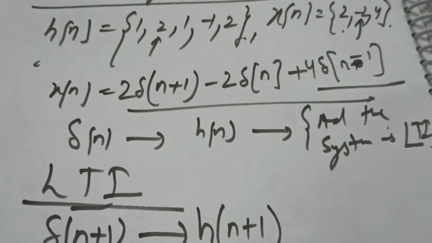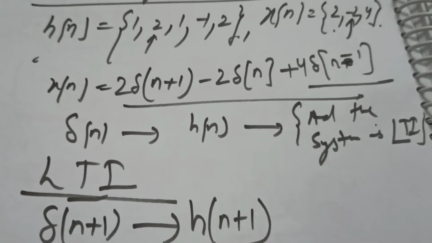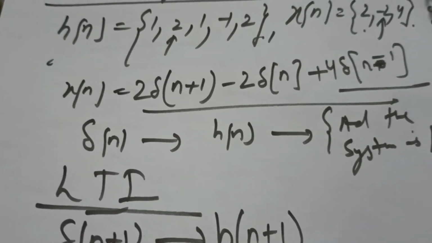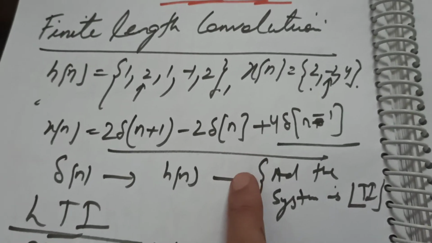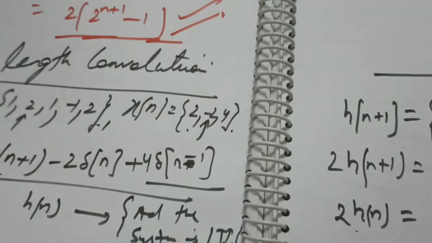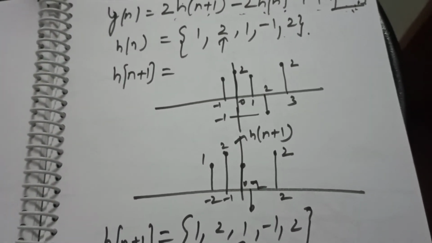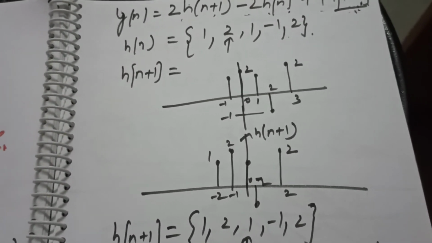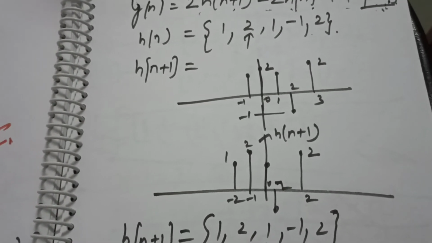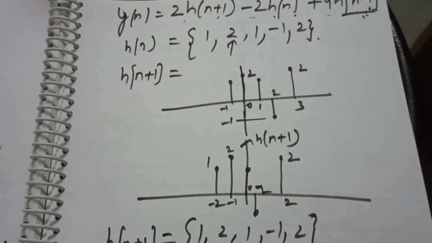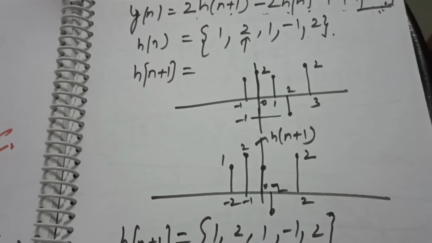Okay, now we have to do nothing but simply plot the LTI system. That is, it becomes 2 of h of n plus 1 minus 2 h of n plus 4 h of n minus 1. This should be the case. Yes, it is 2 h of n plus 1 minus 2 h of n plus 4 h of n minus 1. Now h n is nothing but 1 2 1 minus 1 2. It is quite clear.